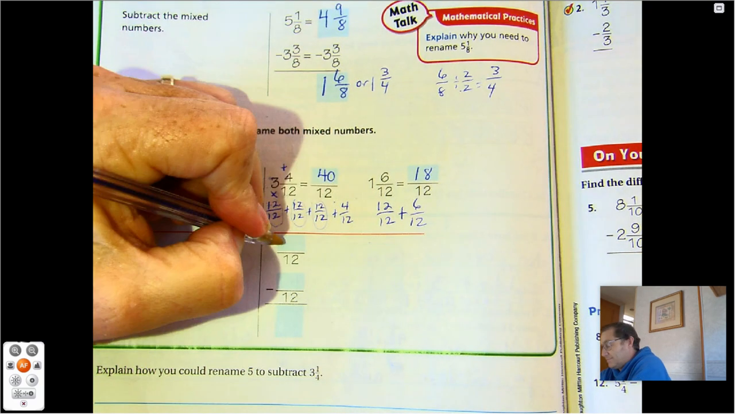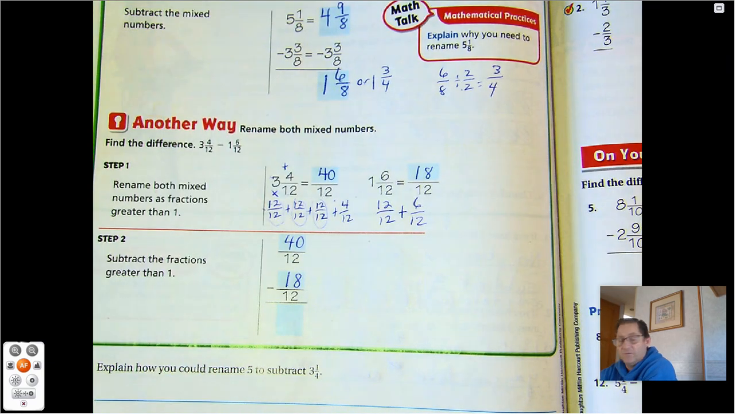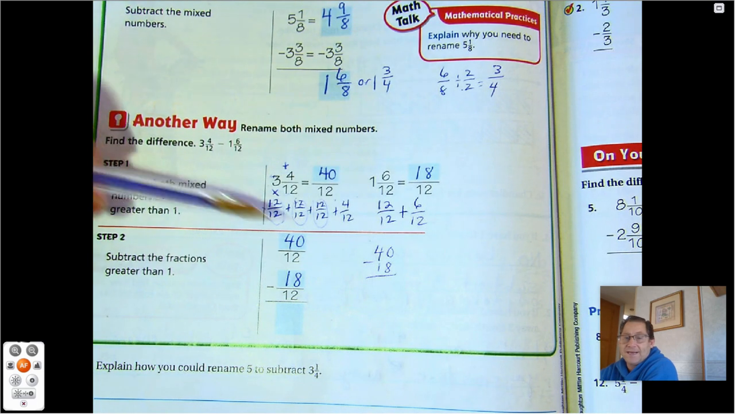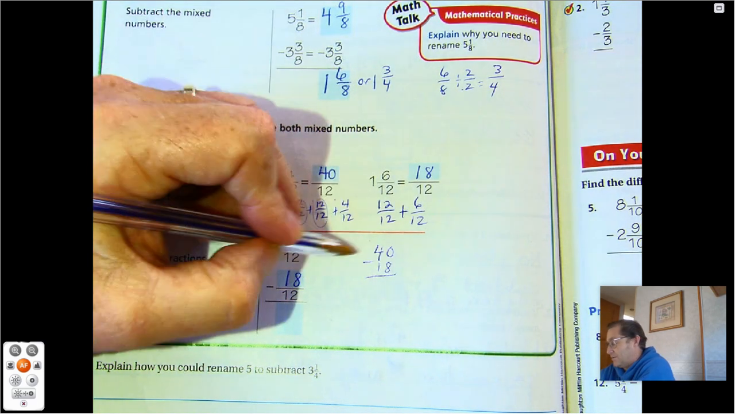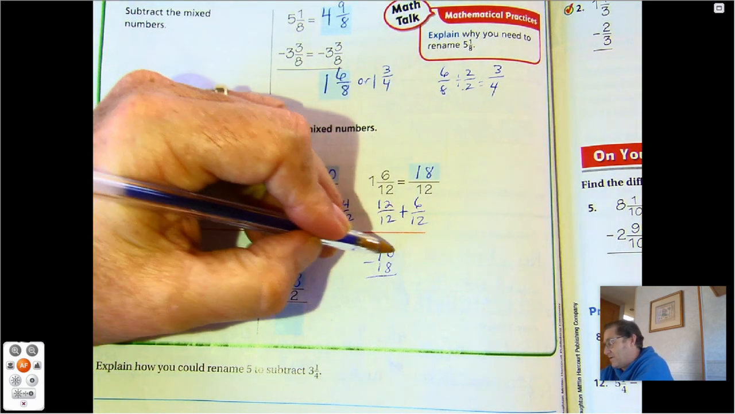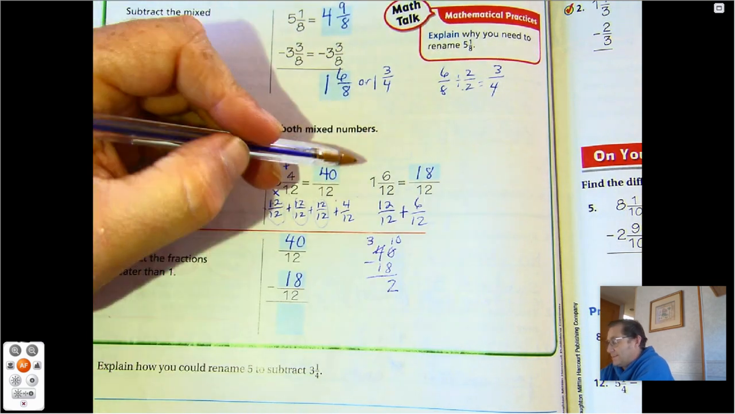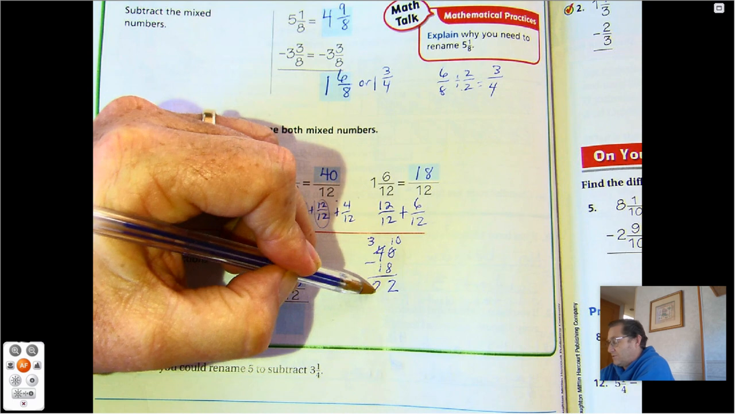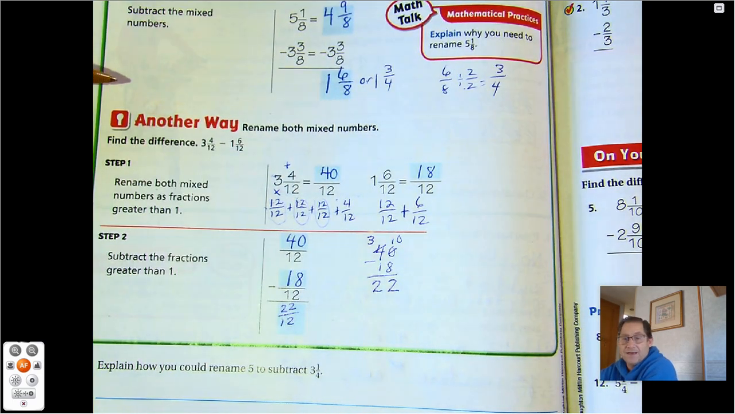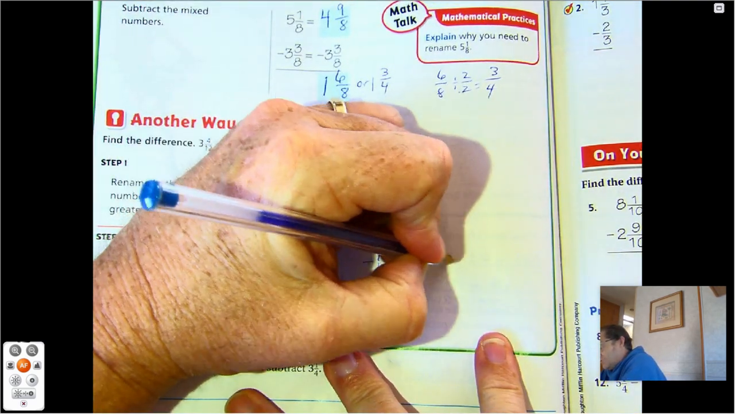All right, so now we can rewrite our problem as 40/12 take away 18/12. What is 40 take away 18? Well, I can't take 8 from nothing, so I need to regroup one of the 10s as 10 ones, and 10 take away 8 is 2 ones, and 3 take away 1 10 is 2 10s. So we have 22/12. I see that they're both even numbers, so I can divide that by 2.